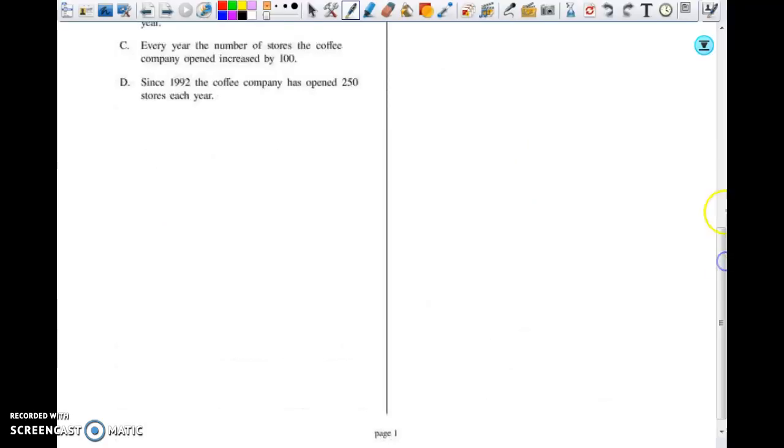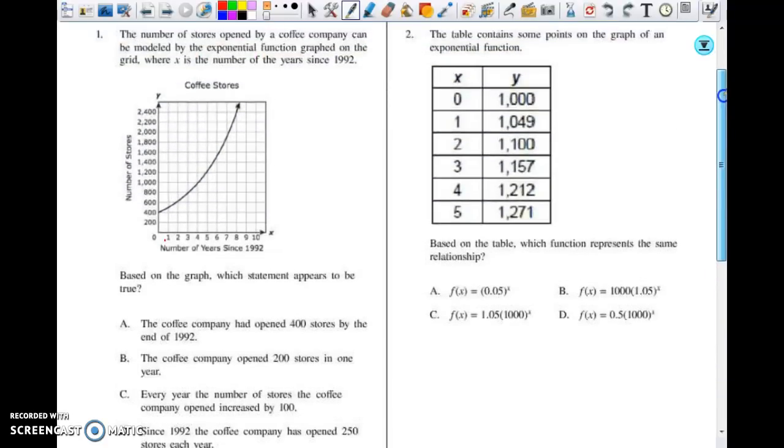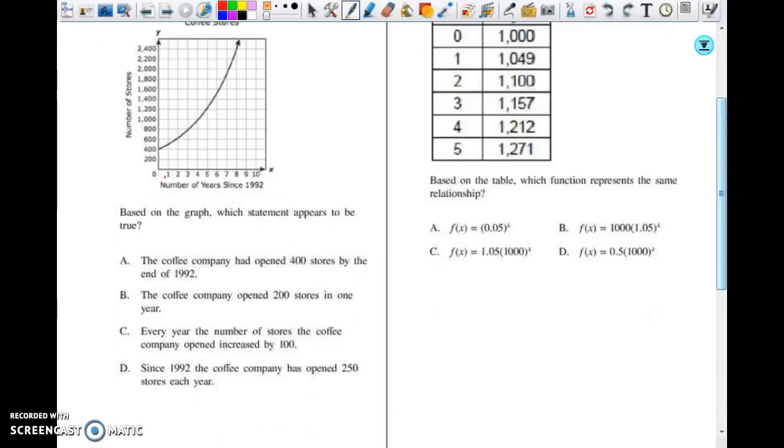So let's look at all the choices. The coffee company had opened 400 stores by the end of 1992. Looking at 1992, is it at 400? Yes, that checks out, but let's go ahead and read the rest just to make sure, because we don't know. The coffee company had opened 200 stores in 1 year. So 1 year later, 1993, we had 400, and 200 more would be 600. Does my graph go up to 600? No, it falls a little bit short, so that one is not true.